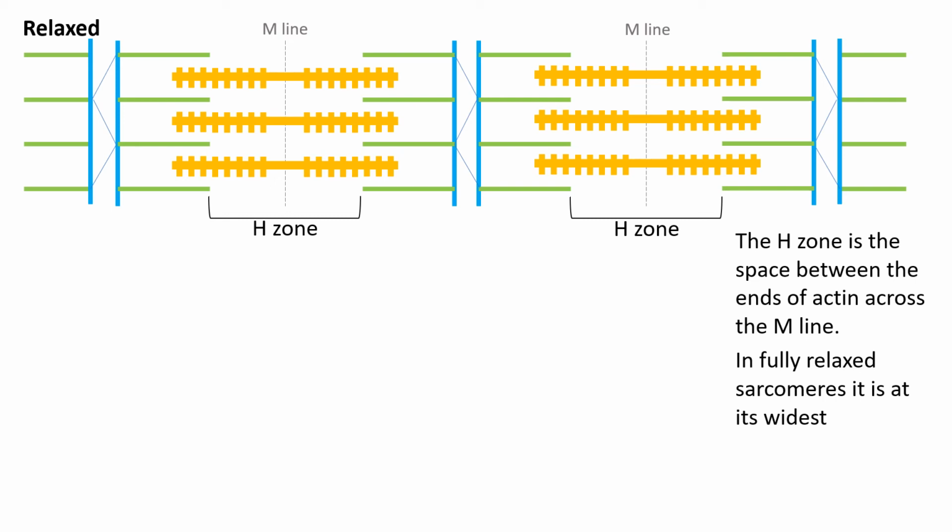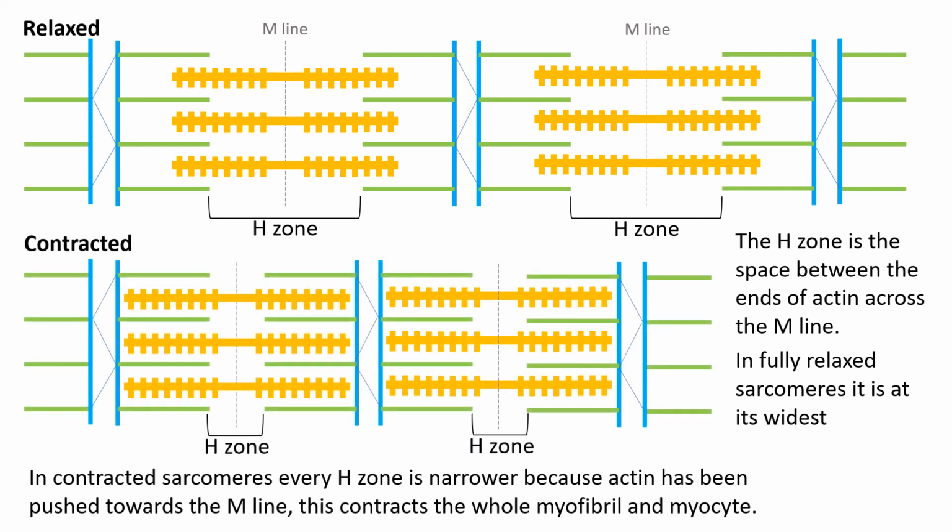In a relaxed state, the H zone is quite wide. The sarcomeres are also quite wide. So this is fully relaxed. But when it contracts, the actin is moved in on either side of the M line. This is going to shorten the sarcomere. The sarcomere becomes narrower, shorter, as does the H zone.